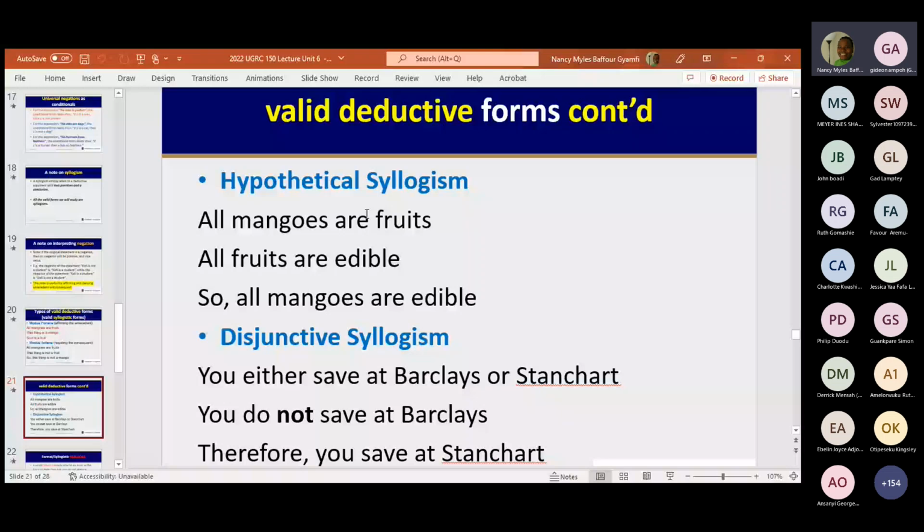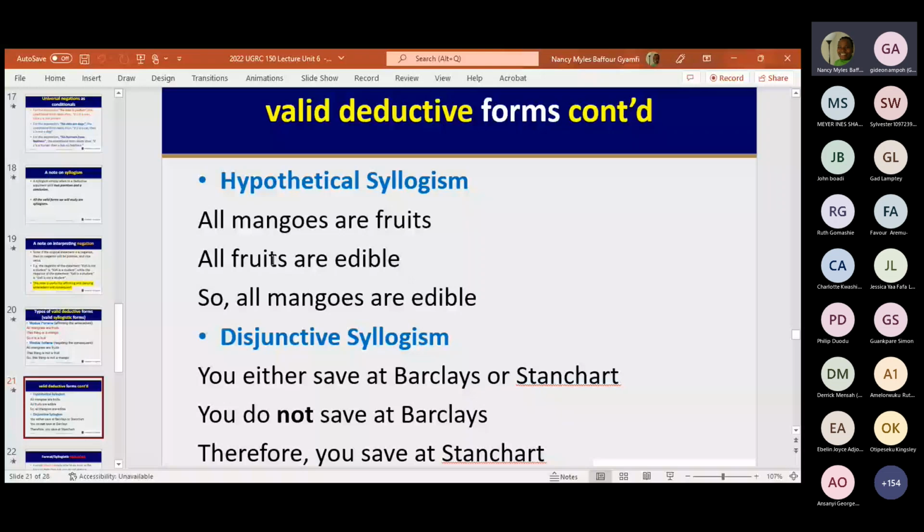Okay. So if you study, then you will pass. And if you pass, then we will travel. Then it means that if you study, then we'll travel. That's hypothetical syllogism. Women like bananas, and those who like bananas are rich. Then it means that women are rich.